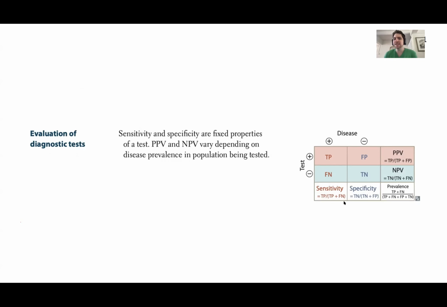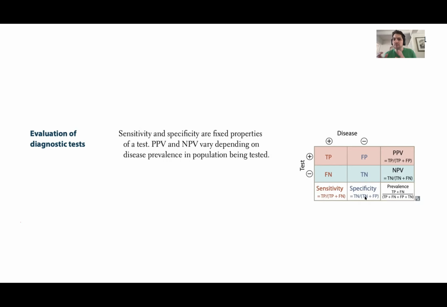But remember, with sensitivity, what you're looking at is all people with the disease. That's how I like to think of it. So you have your true positives, they have the disease, over true positives plus false negatives. Do false negatives have the disease? Yes, they do. The test just came back false. It was a false negative, but they do have the disease. So sensitivity is testing all people with the disease.